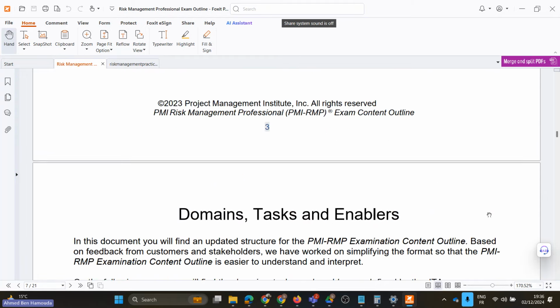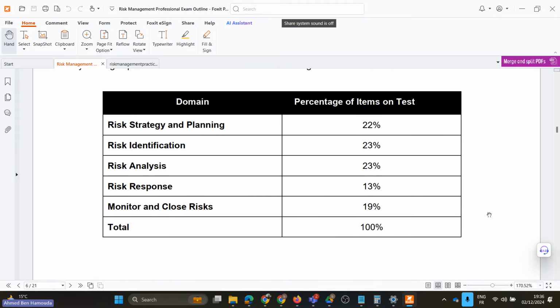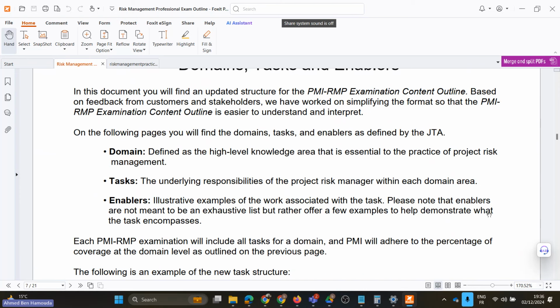All right, now as we mentioned earlier, the RMP exam is actually based on 5 domains: risk strategy and risk planning, identifying risks, analyzing project risks, responding to risks, monitoring risks, and closing project risks. Closing risks is about ensuring that the risks have been mitigated, or if they are residual, what to do with them, etc.